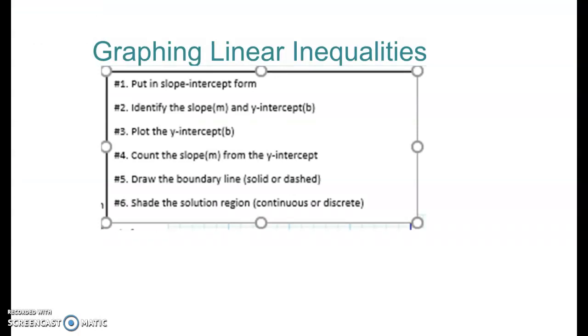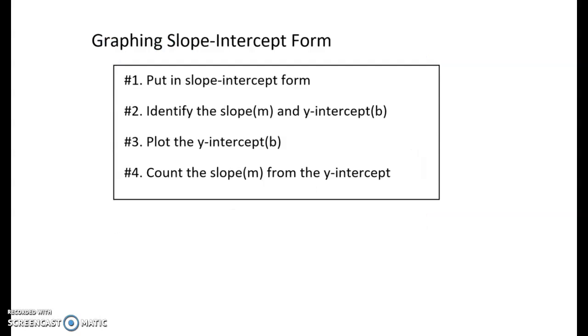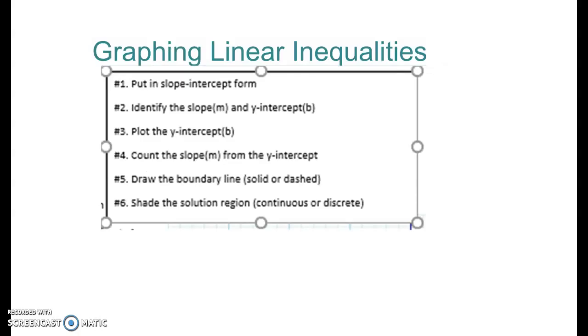Now let's just step through this graphing linear inequalities. You're going to notice that the first numbers 1 through 4, those are the exact same back here on slide 2 when we were graphing a line. We just have added 0.5 and 0.6. So once we graph the line, that is all the instructions or the steps up to number 4. Then number 5, we draw that line, either solid or dashed.